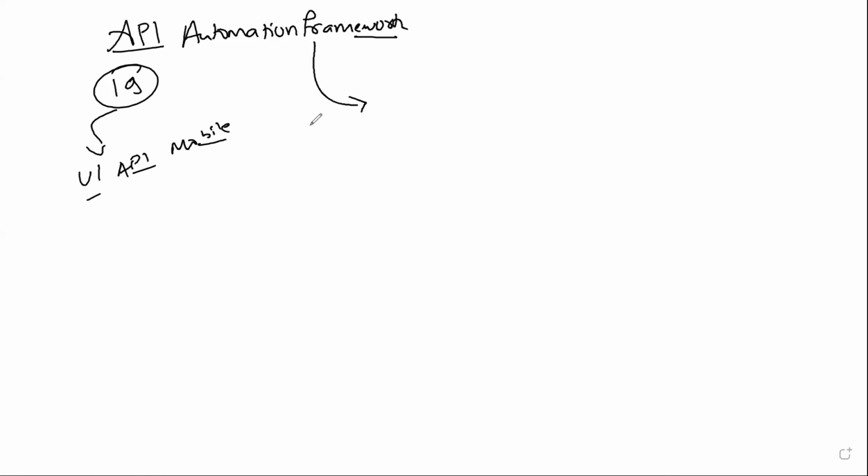Now, over here, let's say that you have created an API automation framework. So the first thing that comes into picture is which libraries are you going to use? So the library that we have used is, of course, RestAssured, plus TestNG. We'll come to this particular library.